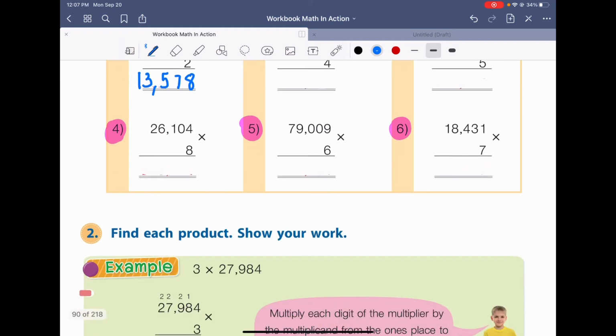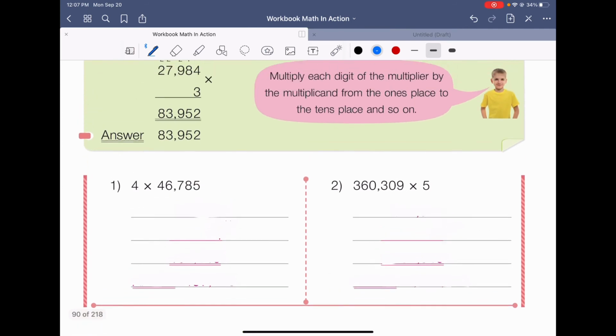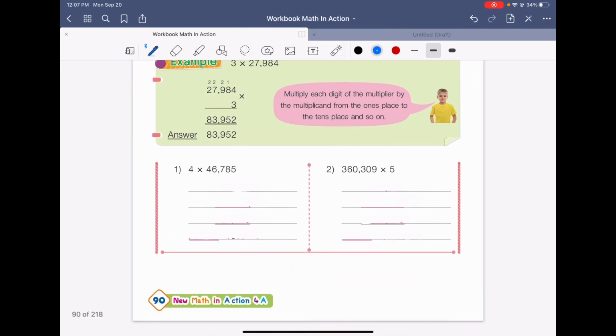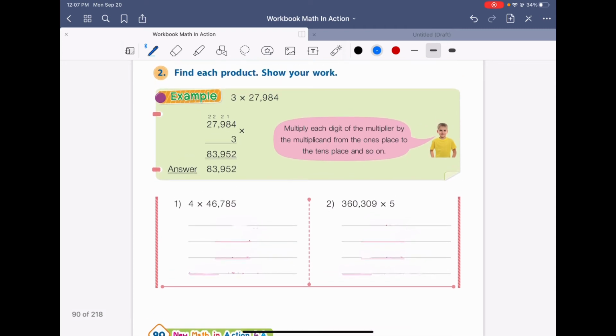So, again, let's try over here. This one we're going to show our work. Find each product, show your work. Page 90. So here we're going to write it out. We're going to write out the bigger number on the top. We're going to write out 46,785 times 4.